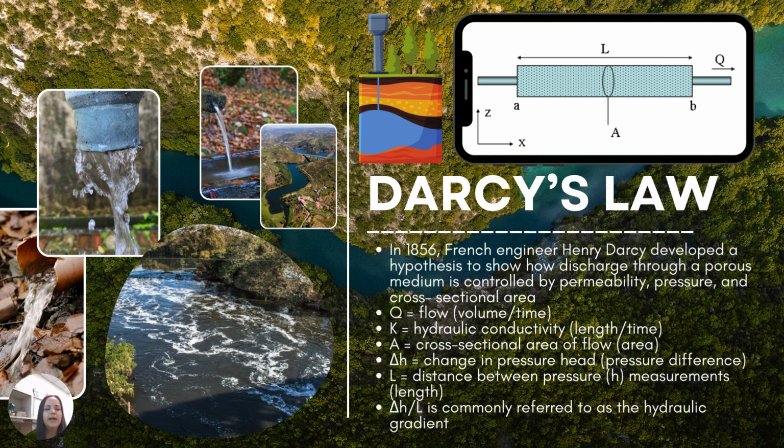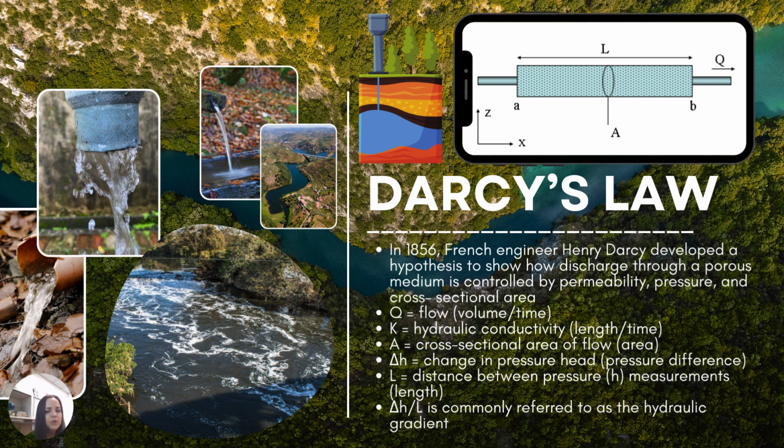In order to understand how water flows underground, we use something called Darcy's law. So in the 1800s, a French engineer named Henry Darcy developed a hypothesis to show how discharge through a porous medium is controlled by permeability, pressure, and cross-sectional area. So remember we talked about how water moves on the surface, whether it's got a smooth surface, a small channel, or high gradient, etc. Now we're looking underground at permeability, pressure, and cross-sectional area.